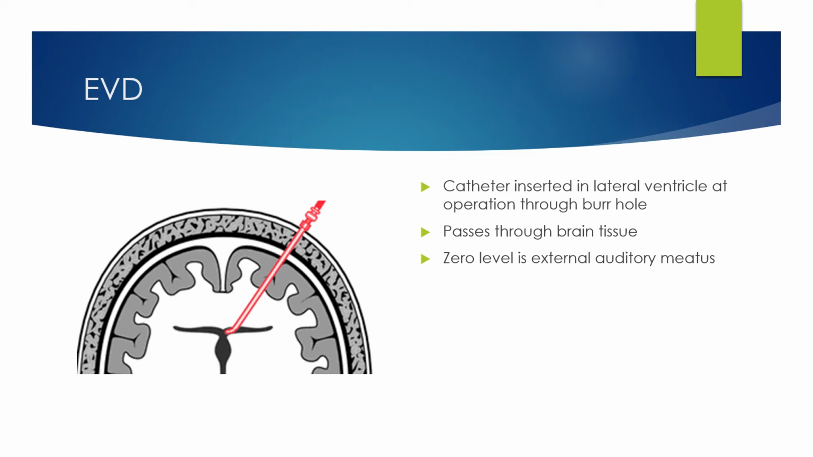An EVD, or external ventricular drain, is considered the gold standard for monitoring intracranial pressure. It's placed at operation in theatre through a small burr hole directly into a lateral ventricle, and then it's connected to a transducer which is zeroed at the level of the external auditory meatus.